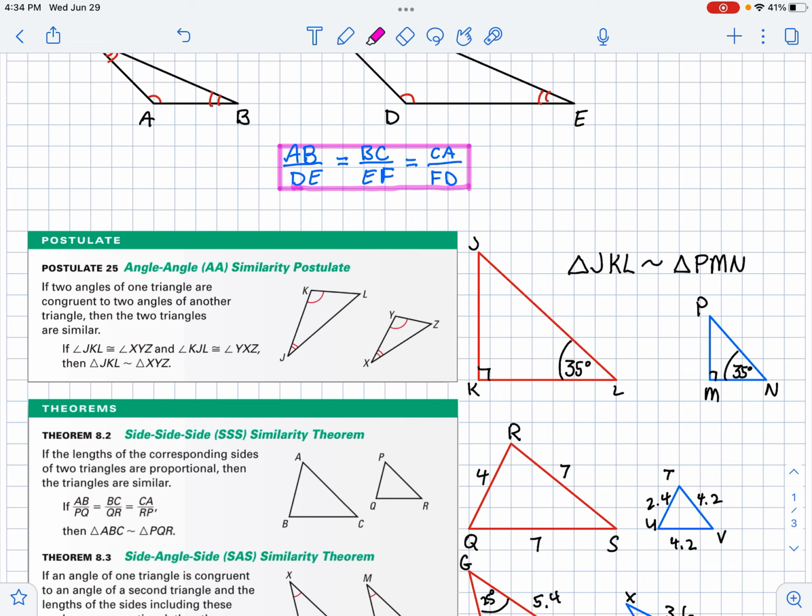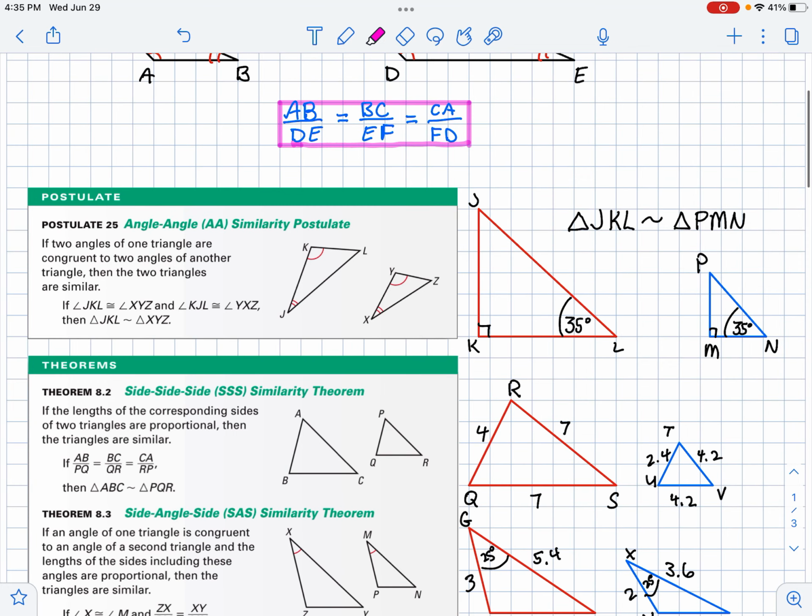Now, we're going to focus right away on 3 ways that we can identify similar triangles. The first is called angle. If 2 angles in one triangle are congruent to 2 angles in another triangle, then the 2 triangles are similar, period. All you have to do is find 2 angles in one triangle and those same 2 angles in the other triangle, and you can say those 2 triangles are similar by angle.